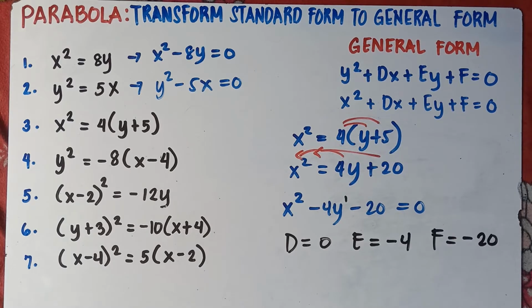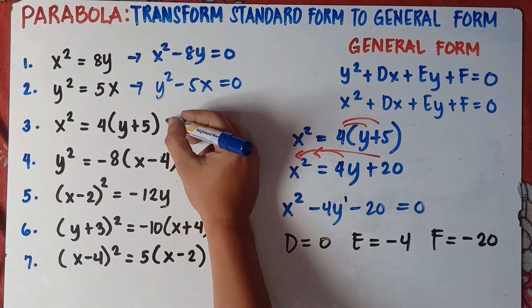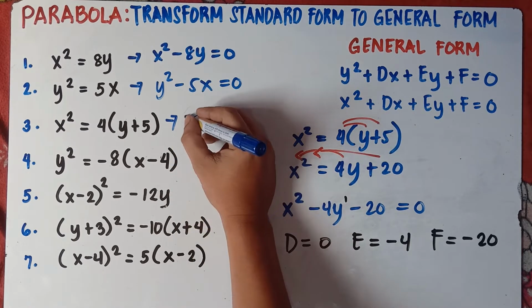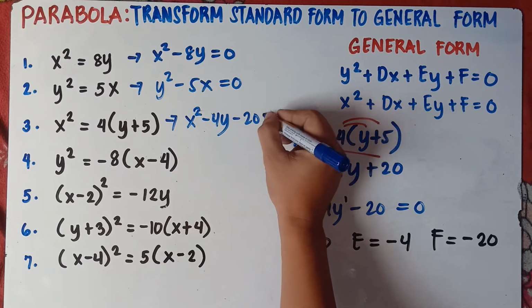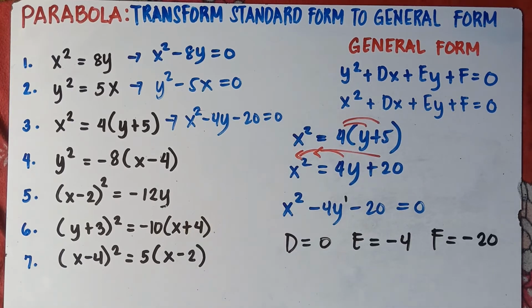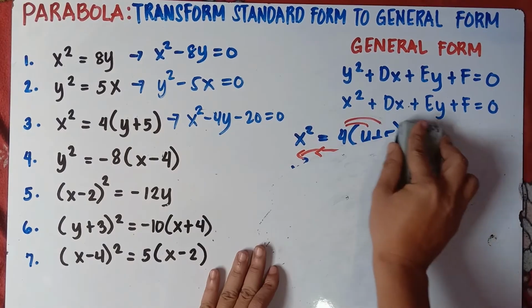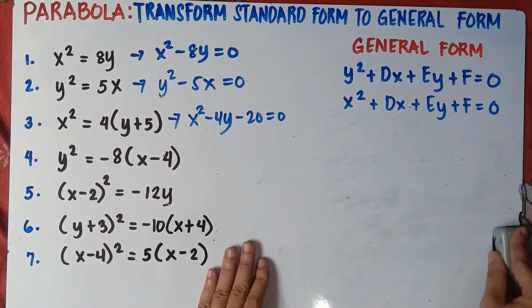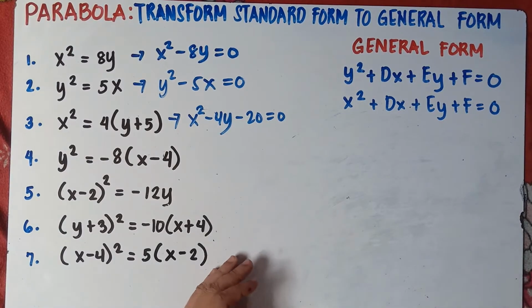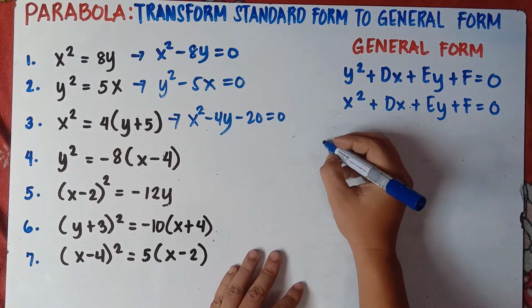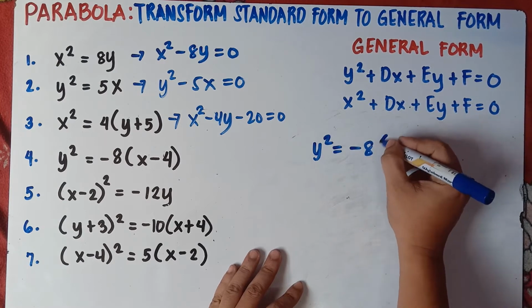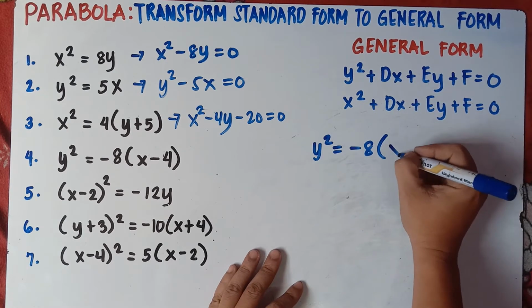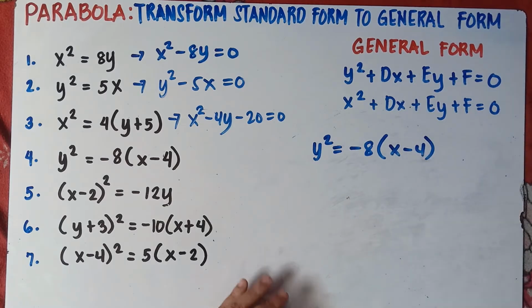That's it, class. That's the answer for number 3. Easy, right? So we have x squared minus 4y minus 20 equals 0. Alright, so let's have number 4. So number 4, we have y squared equals negative 8 parenthesis x minus 4, close parenthesis.